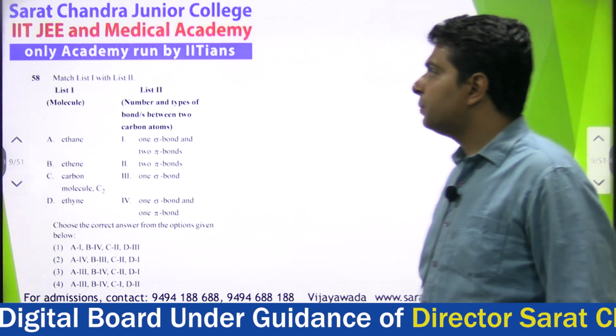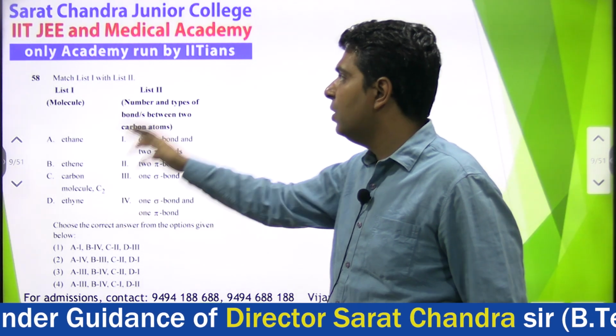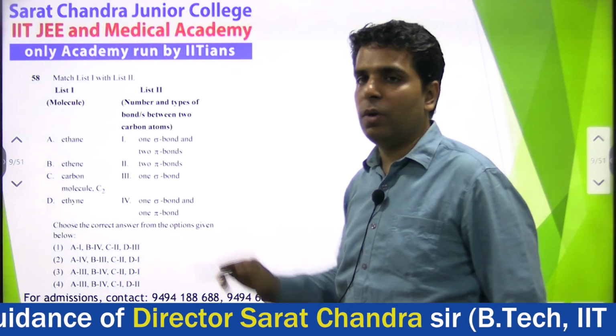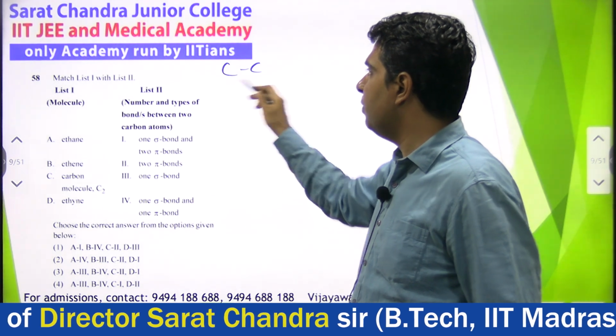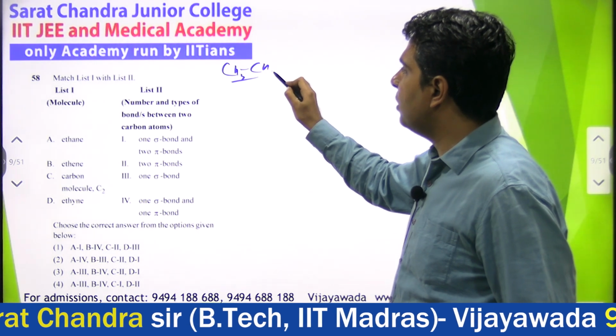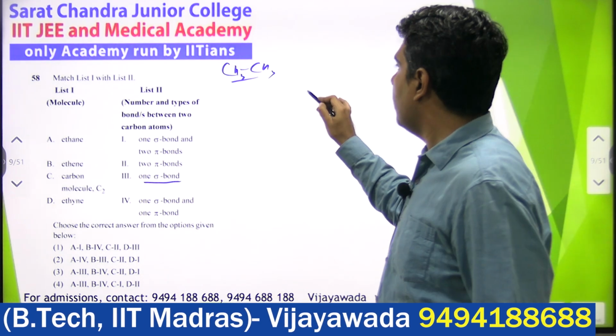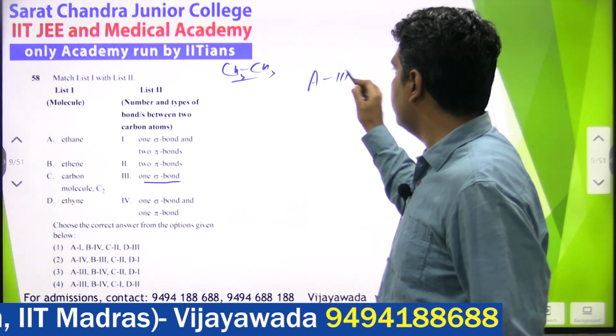Next question. Match the following types. So ethane, this is the molecule, number and types of bond between 2 carbon atoms. So what type of bond is there between 2 carbon atoms in ethane? In ethane we have a carbon-carbon single bond, and in a single bond there will be only one sigma bond. So A is corresponding to 3.